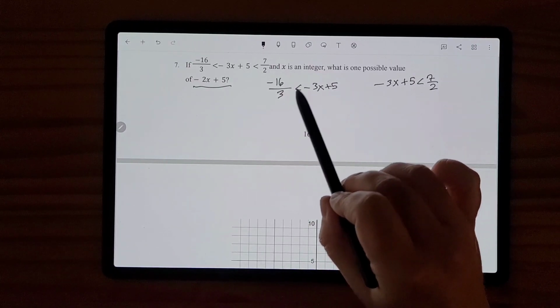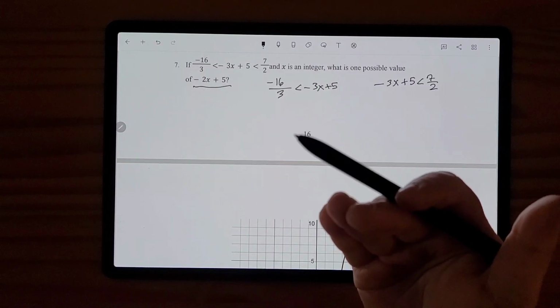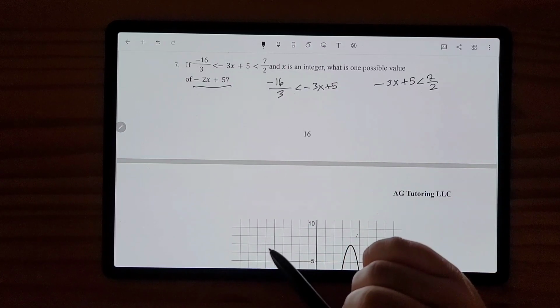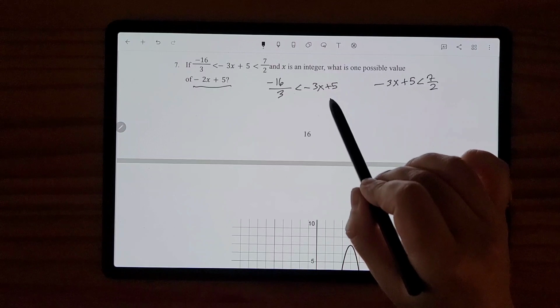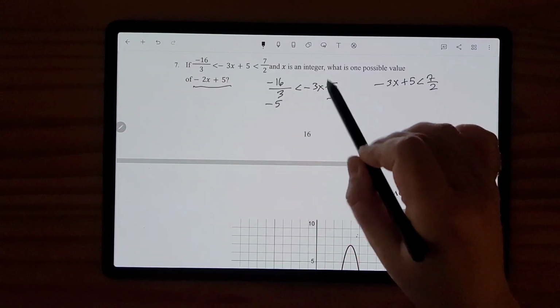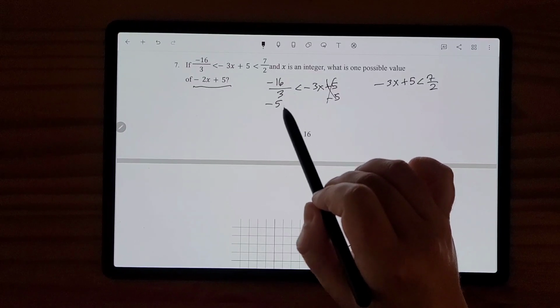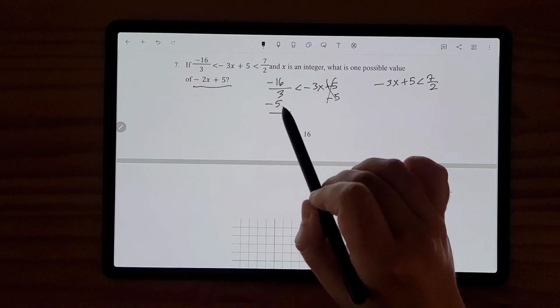Like this symbol, the alligator mouth as a lot of kids refer to it, flips around if you divide or multiply by a negative value, but everything else is the same as if we had just an equal sign there. So we're going to try to get X by itself by subtracting 5 from each side first. And notice this is a fraction, negative 16 over 3, so I have to turn this into a fraction before I can start subtracting these.